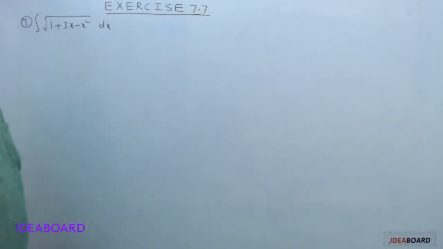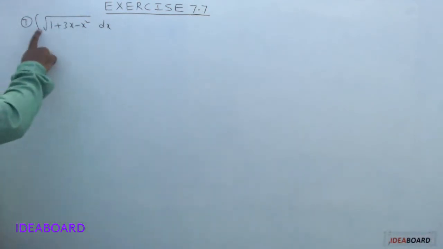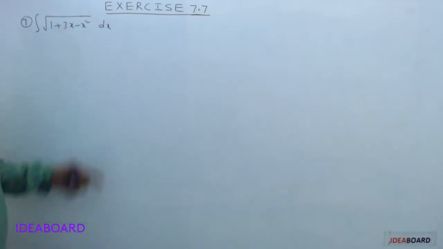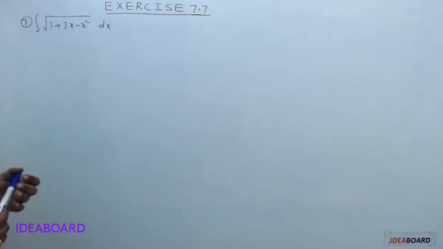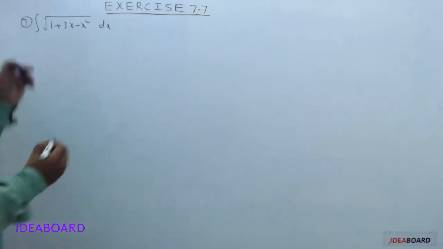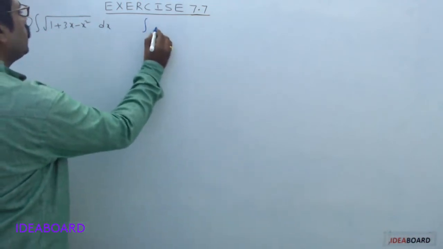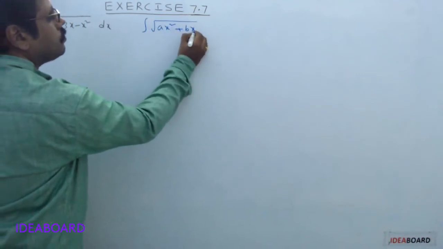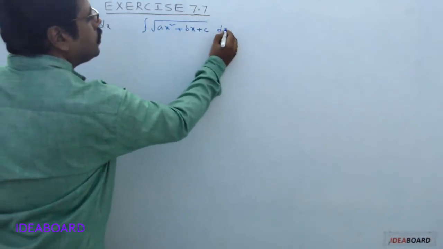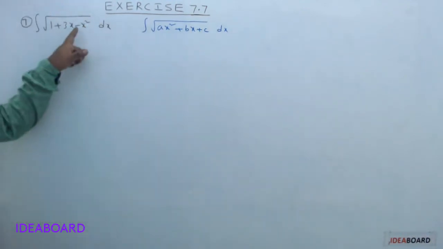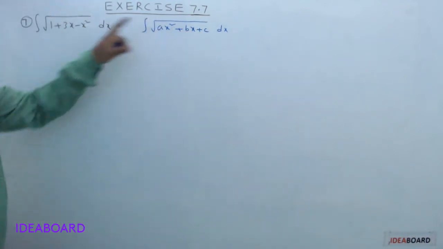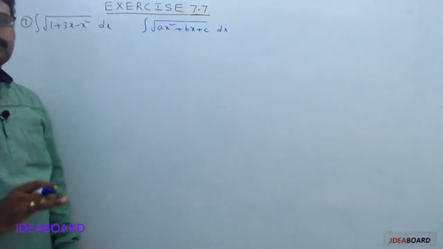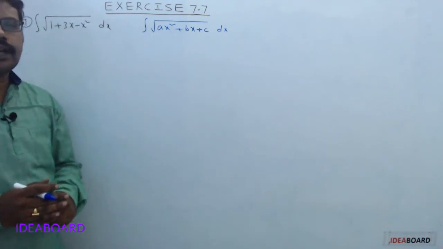Now come to the next problem. Integral square root of 1 plus 3x minus x square dx. Clearly your given problem is of the form integral square root of ax square plus bx plus c dx. A value minus 1, b value 3, c value 1. Now what is the procedure to evaluate this type of integral?